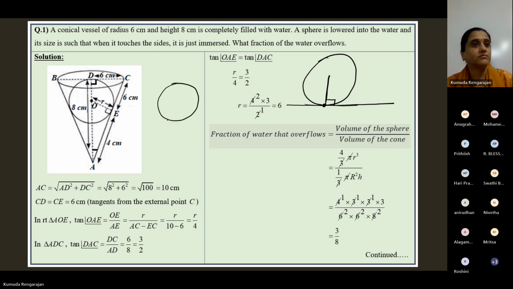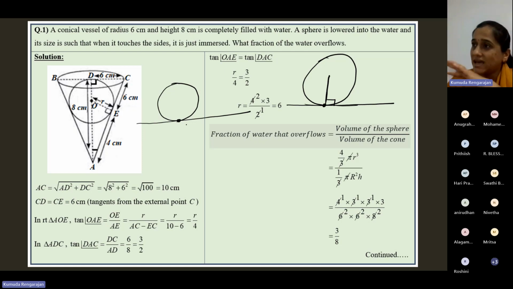Circle, tangent. Where the tangent touches the circle is called the point of contact. There will be only one point common between the circle and the tangent. There are many points on the circle. There are many points on the tangent, which is a line. But there will be only one point common between the circle and the tangent.